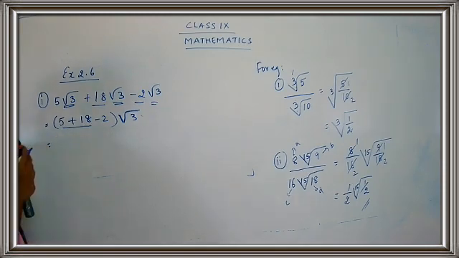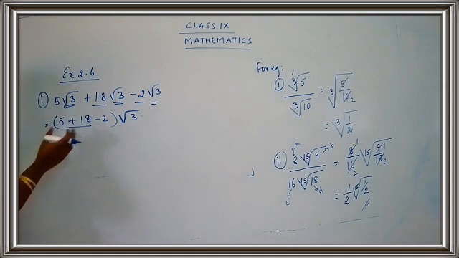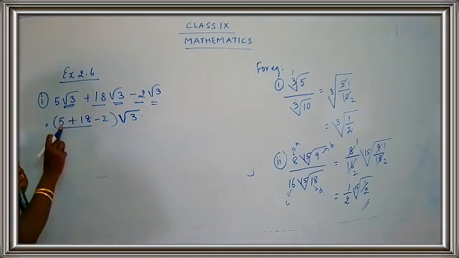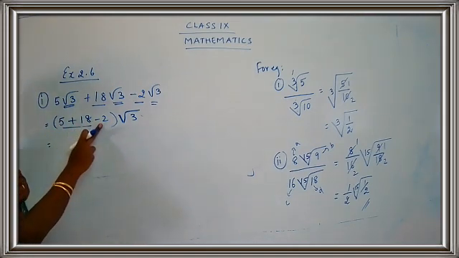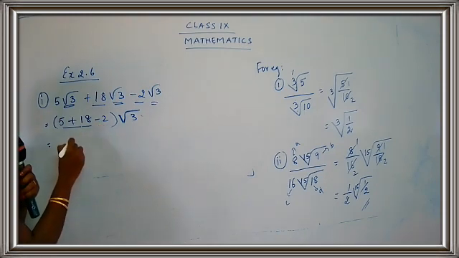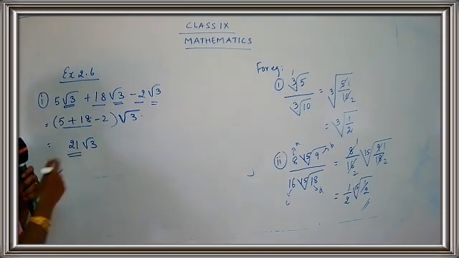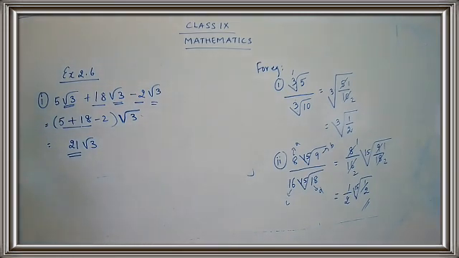What is 5 plus 18? What is the answer for 5 plus 18, children? Just do the work. 23. Yes, 23. And then you have to subtract. So what is the answer you get when you subtract? 23 minus 2. What is 23 minus 2? 21. Good. So first of all you do the addition: 5 plus 18, 23. 23 minus 2, 21. So the answer is 21 root 3. Are you clear, children?